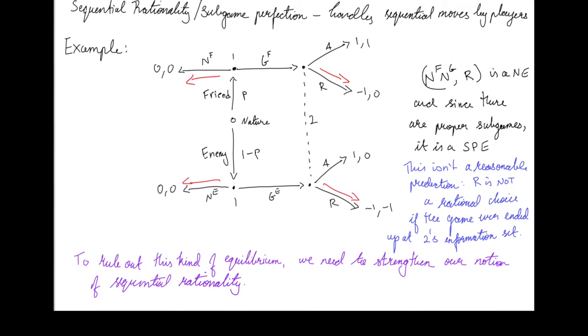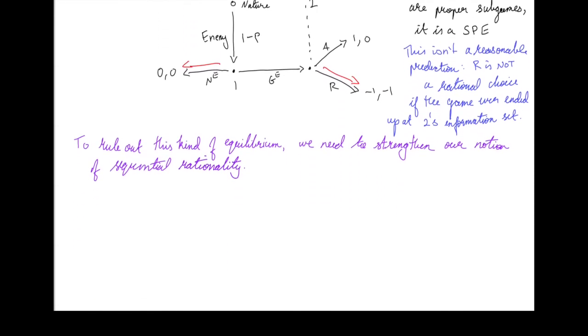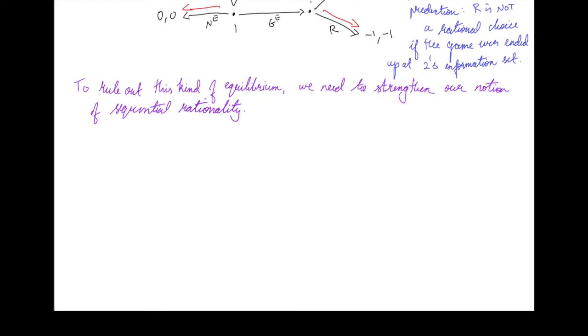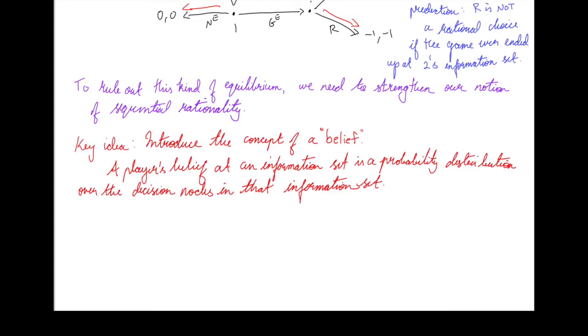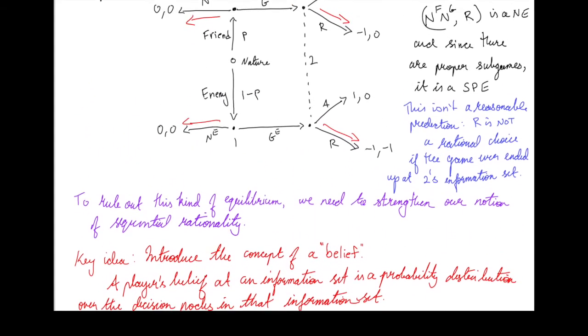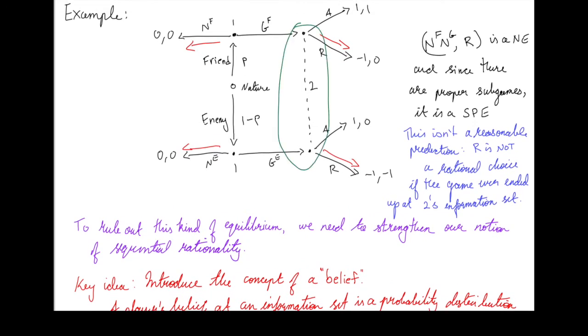The key idea in how we're going to strengthen sequential rationality is to introduce this notion of a belief. We're going to add the idea of a belief to the description of an equilibrium. A player's belief at a given information set is a probability distribution over the decision nodes in that information set. So it's also a probability distribution, conditional on reaching that information set, on the types of the other players. So if we reach a given information set, for example here, where player 2 is playing, a belief would be a probability distribution (q, 1 minus q), which gives us the relative probabilities of the different nodes in the information set.